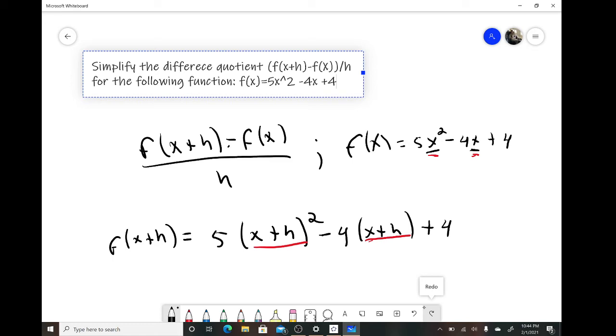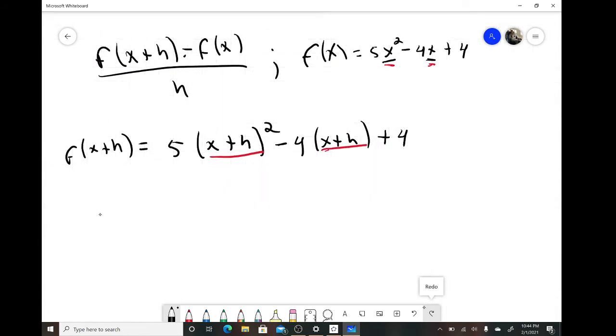Now I have minus f of x. So what is minus f of x equal to? Well, I know what f of x is. f of x is just 5x squared, minus 4x, plus 4. But the minus sign is going to switch all of the signs from my original f of x function. So if I had a plus 5, now that's a minus 5. If I had a minus 4, that's a plus 4 now. And another plus 4 is going to be a minus 4. So my actual function now is negative 5x squared plus 4x minus 4.